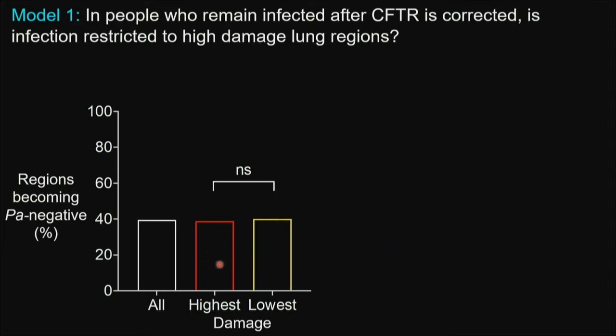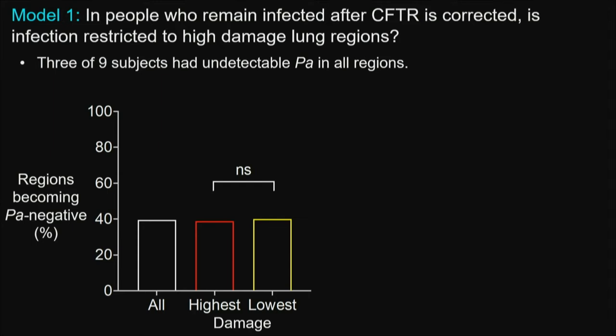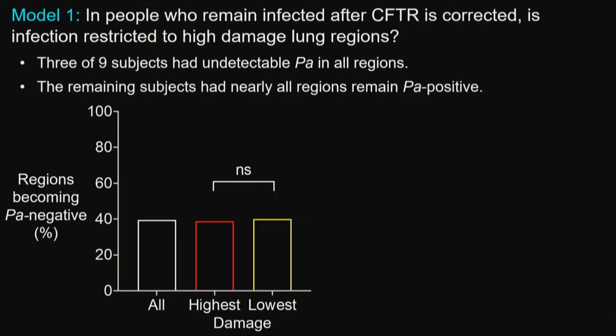Now, I want to talk a little bit more about how these cleared regions were distributed across patients, because we found a really interesting phenomenon. In 3 of the 9 subjects, they had undetectable Pseudomonas in all 5 of the regions, which would suggest eradication of the entire infection. When we examined the rest of the subjects, nearly all of those regions remained Pseudomonas positive. So we found this pattern where patients either cleared Pseudomonas from all of their regions or none of their regions.